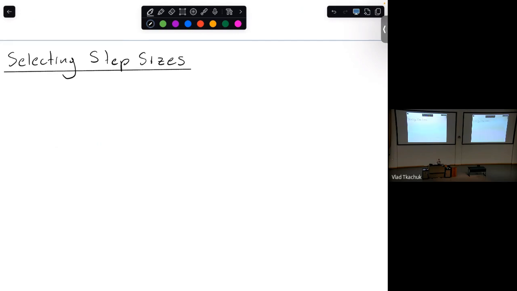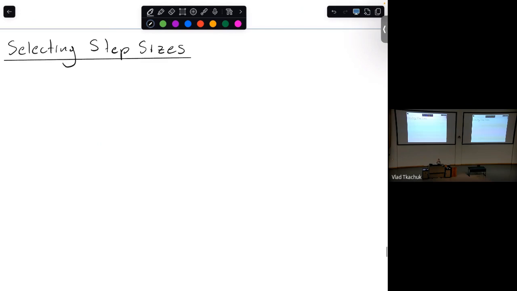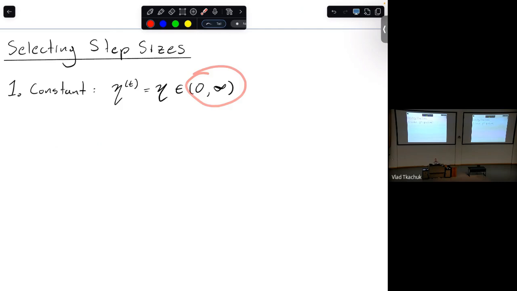Okay, so these are some simple choices. The first one we've already seen, and that is called the constant step size. That is where you set your step size eta of t equal to some constant number we'll call eta, that's an element of something greater than 0 and less than infinity. So in this interval. And you just use the same number. And that's actually quite common in a lot of applications, it turns out.